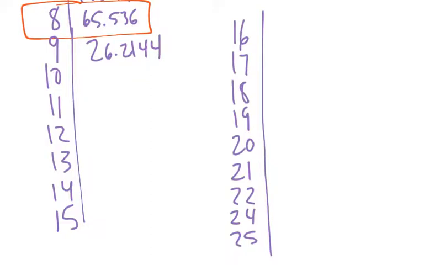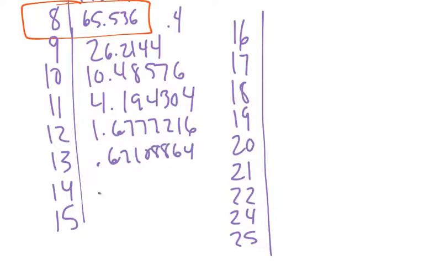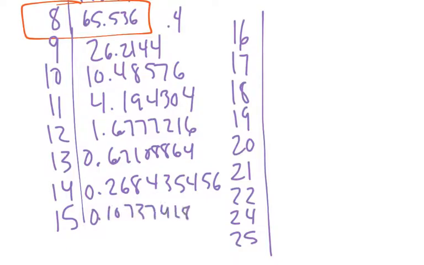26.2144. We're timesing by 0.4, remember. So 10.48576. 4.194304. Getting close, aren't we? 1.6777216. 0.67108864. So what number do we have to hit for it to be all gone? 0, right? We hitting 0 yet? Getting pretty close, right? 0.1073741824. So if I keep doing this, I'm still getting decimals, right?